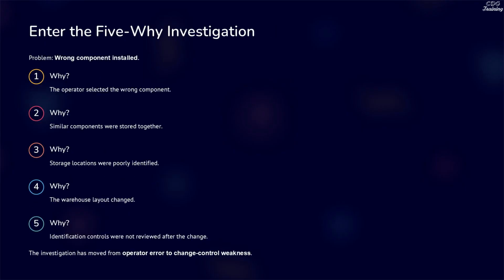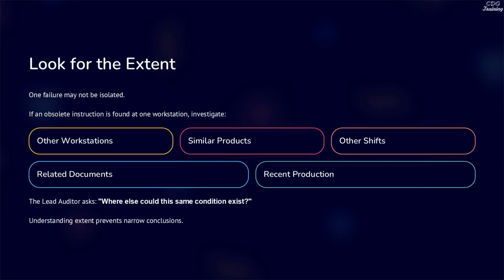The 5 Why investigation digs deeper into problems like a wrong component installation. By asking why repeatedly, the investigation moves from operator error to change control weakness. One failure might not be isolated. Investigate other workstations, similar products, and shifts to understand the extent and prevent narrow conclusions.